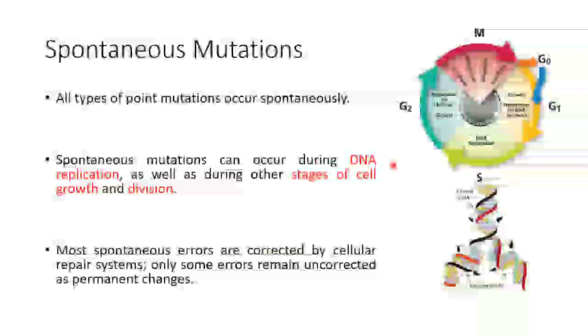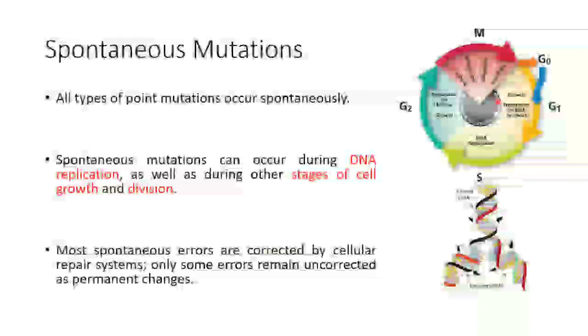Let's start with spontaneous mutation, guys. Remember in our previous lecture I defined the term point mutation, and we said point mutation examples are missense, nonsense, neutral, silent, transition, transversion. So in general, all types of point mutation occur spontaneously, which means you can change one base into another, you can substitute one base for another, or you can add one base or delete one base from the DNA sequence by spontaneous reactions.